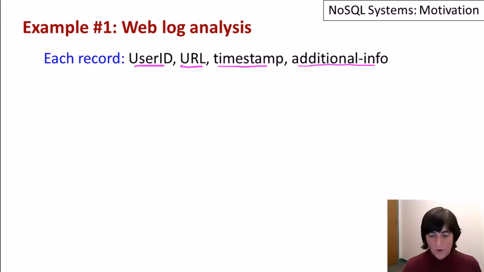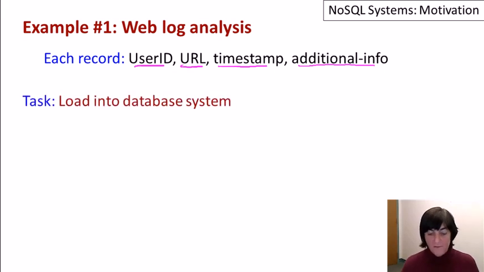So let's suppose that we're going to work with our weblog data in a traditional database system. The first task then would be to get the data loaded into the system. And this is one of the first problems with relational systems, is that there might be quite a bit of work involved in taking data like this that might not be perfectly organized and getting it into a relational system.